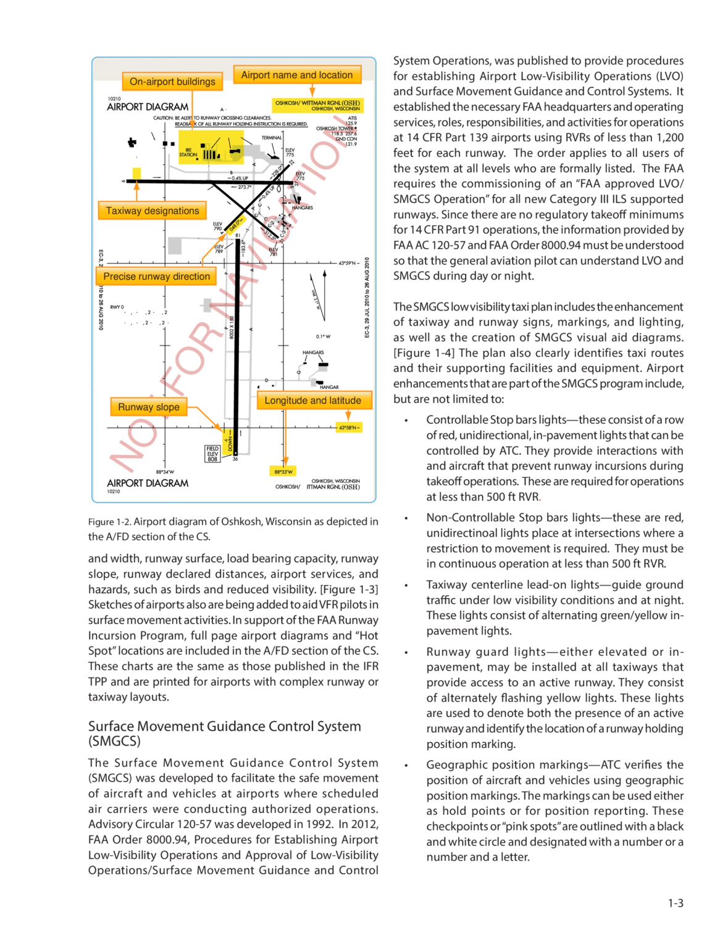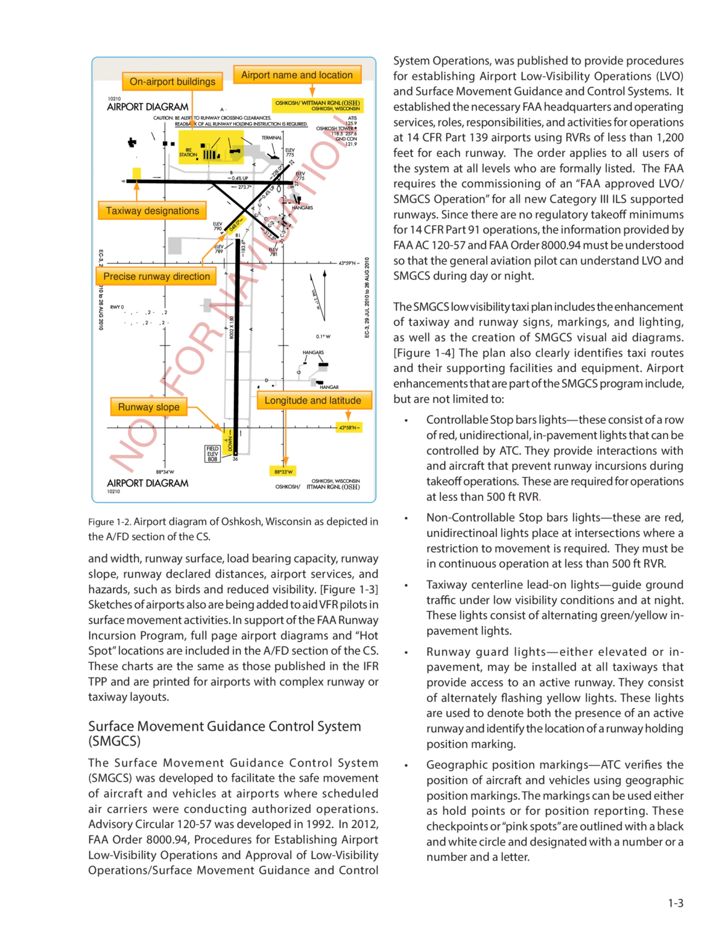Figure 1.3. Sketches of airports also are being added to aid VFR pilots in surface movement activities. In support of the FAA Runway Incursion Program, full-page airport diagrams and hotspot locations are included in the A/FD section of the CS. These charts are the same as those published in the IFR TPP and are printed for airports with complex runway or taxiway layouts.